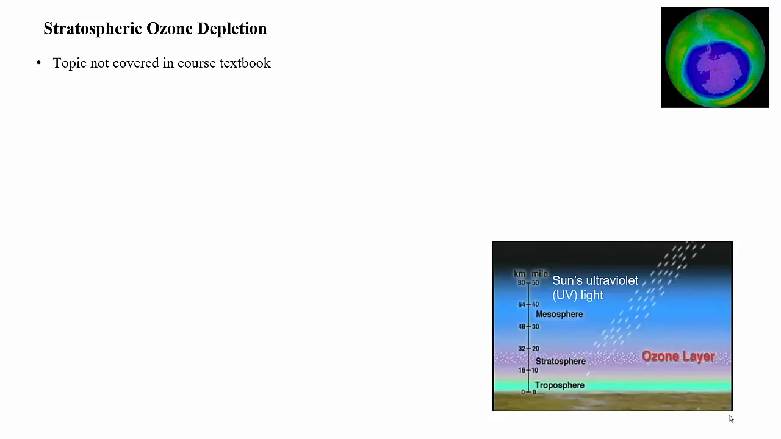In this video, I'm going to talk about an environmental problem that has been largely solved over the past 30 years, called stratospheric ozone depletion. Surprisingly, this topic's not covered in the course textbook, even though it has quite a strong connection to energy and the environment, mainly through our use of refrigeration systems. We talked about refrigeration systems in a previous lecture in this course, so I thought this would make a very good video lecture.